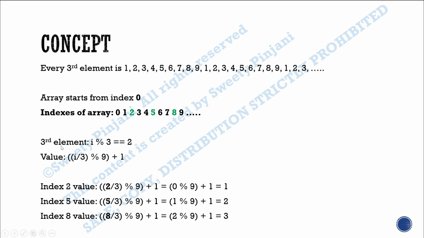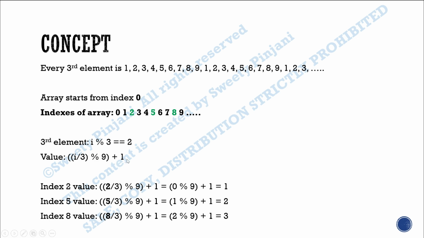So you understood how to derive the element. It will be I modulo 3 equal to 2. This is how you derive the element. The value of element you derive with the help of this equation: I divide by 3 modulo of 9 plus 1.